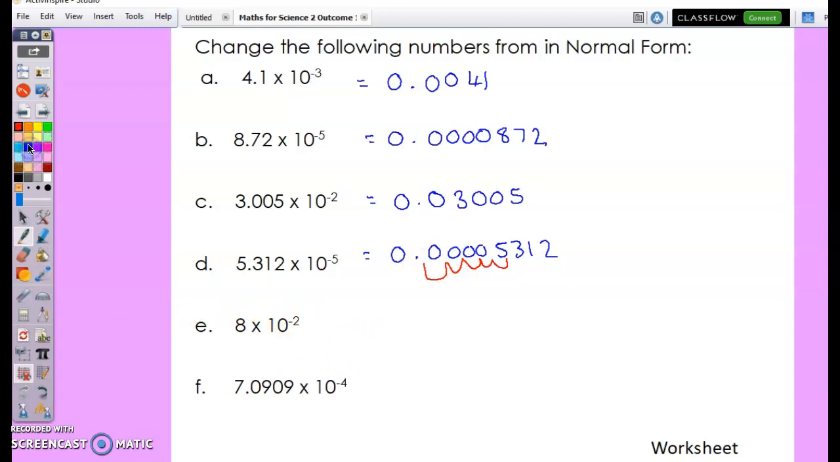E, 8 times 10 to the minus 2, so we get 0.08, and the last one times 10 to the minus 4, so we get 0.000, and I've got my 4 zeros, and then I just fill in the number, 70909.